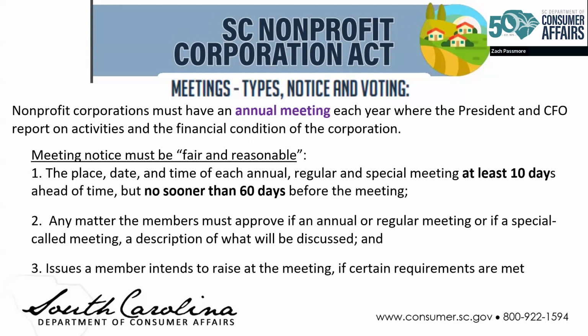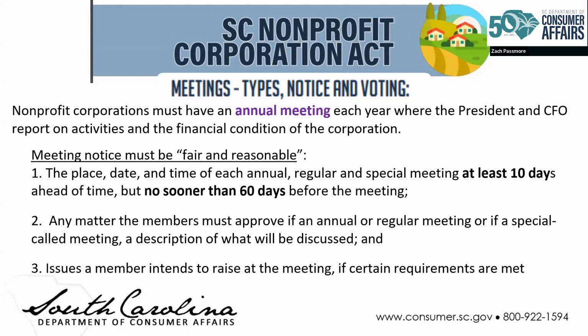So when it comes to meetings, the types of meetings that can be held, and the notice and voting procedures under the Act, nonprofit corporations must have, at minimum, an annual meeting each year where the president and the chief financial officer report on activities and the financial condition of the corporation. In addition to this annual meeting, regular membership meetings and special meetings can be allowed. You would look to the governing documents of that particular HOA to determine which types of meetings are to be held. But under the Act, at a minimum, an annual meeting must be held.